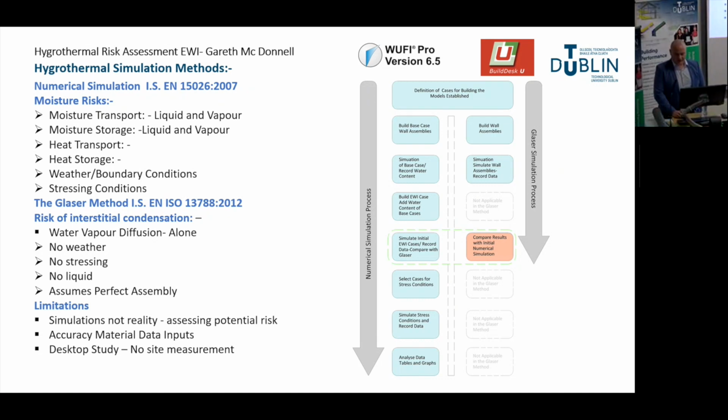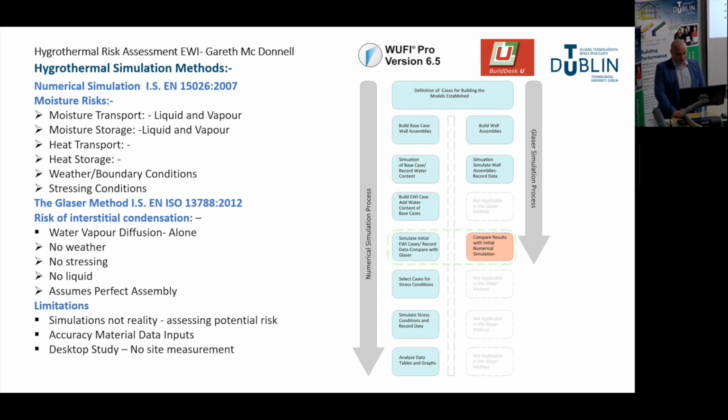Using BuildSQ for the Glaser method to assess the risks of interstitial condensation, vapor diffusion is the only means of moisture transport. The method excludes weather, liquid water, and stressing, and assumes a perfect assembly, where phenomena such as liquid water are considered negligible.